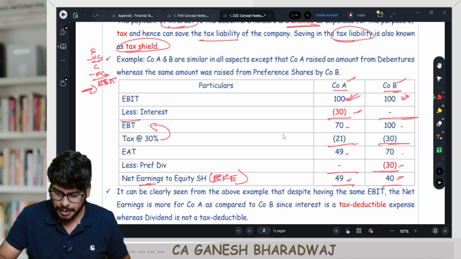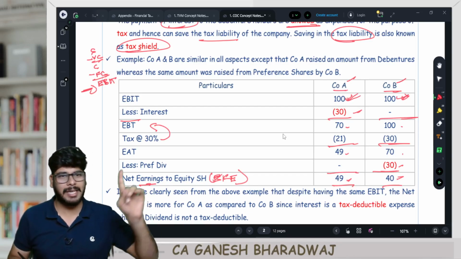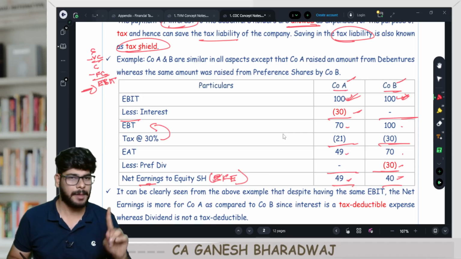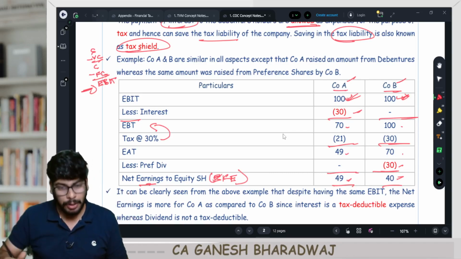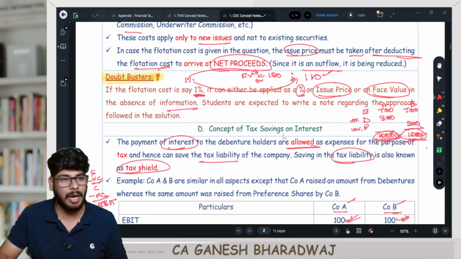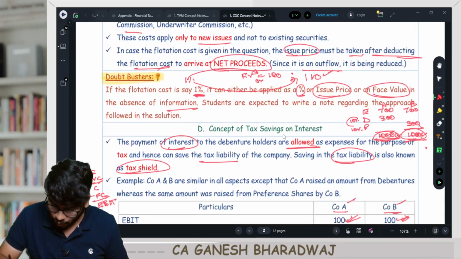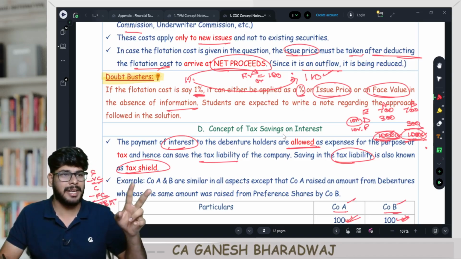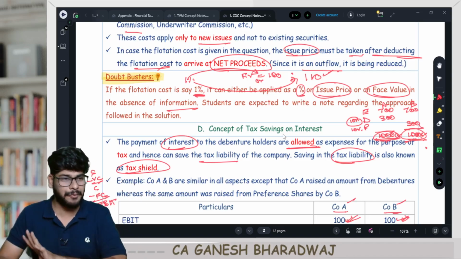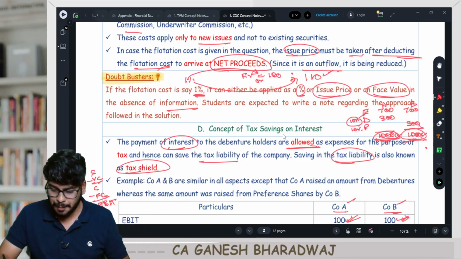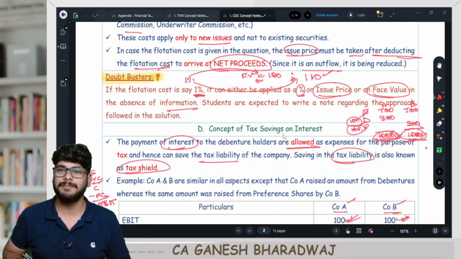What happened? Both the companies are similar in all respects. They started with the same starting point. Number two, both the companies raised the same total amount. And the only difference was company A raised from the debt route, company B raised from the preference route. But both the companies were having the same cost of 10%.